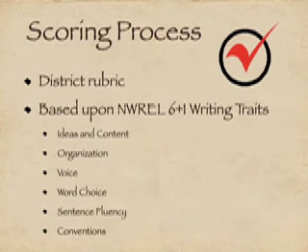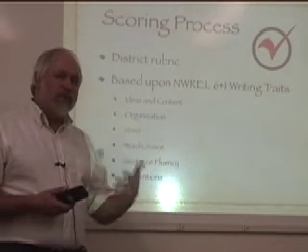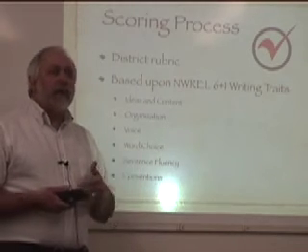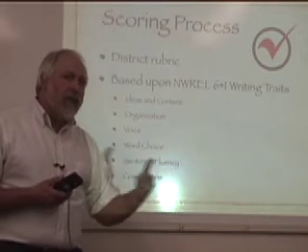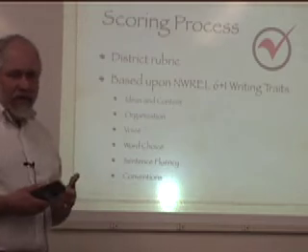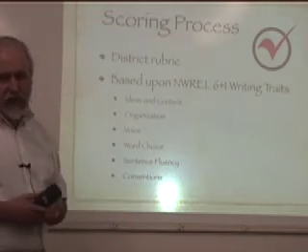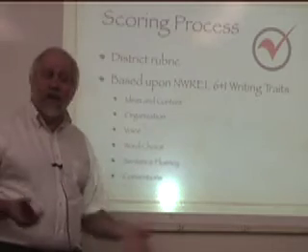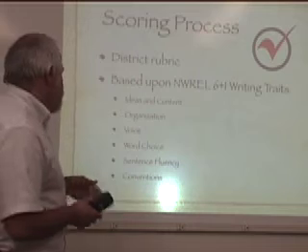But the areas: ideas and content basically talks to us about the ideas, how many new interesting ideas, factual ideas, how many pieces of information were included that support their thesis, that kind of information, and the completeness of information. And then we had organization. Does it have a beginning, a middle, and an end? Does it have a thesis? Are there supporting points? Is there a conclusion?